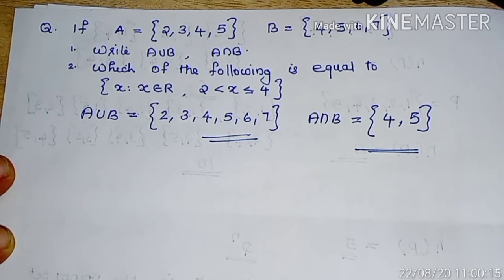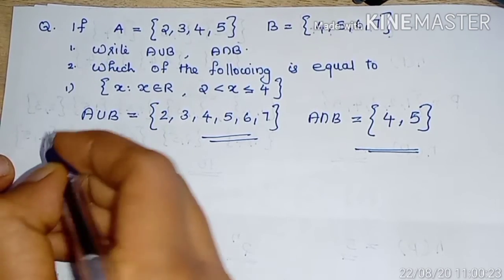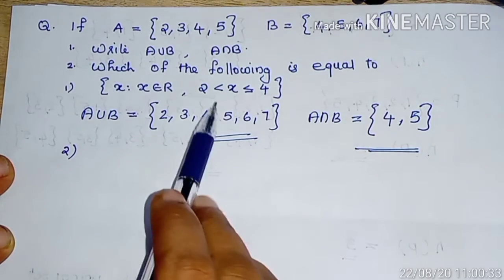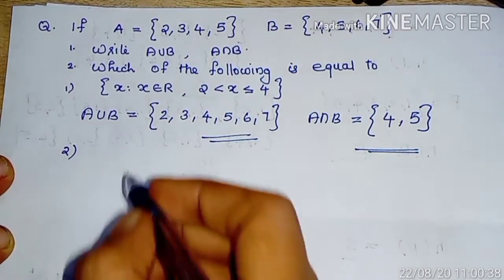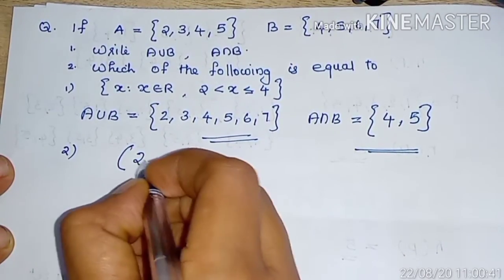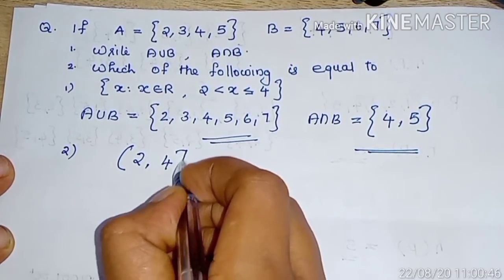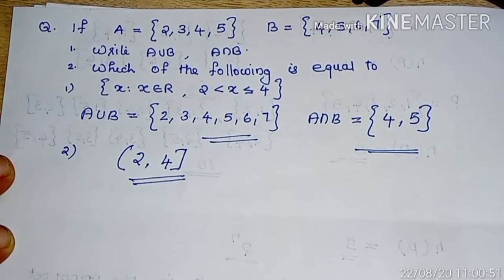Which of the following is equal to the set {x such that x element of R, 2 less than x less than or equal to 4}? We write the answer. How can we write that? This is an interval form. X element of R. R is the real numbers. So, we can write the answer in interval form. 2 less than x, not equal. So, 2 is not included in this answer. So, that is an open interval. Open interval 2 and up to 4. 4 is also included. So, open 2, closed 4 is the answer.